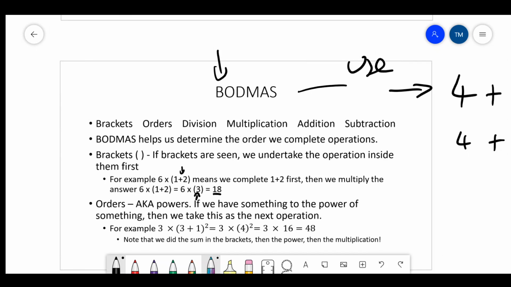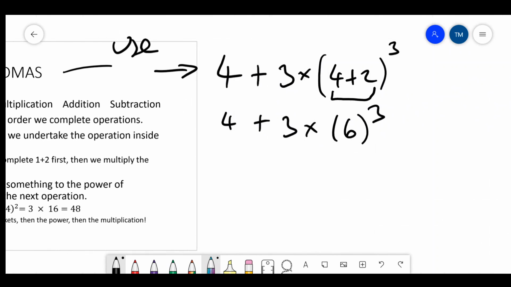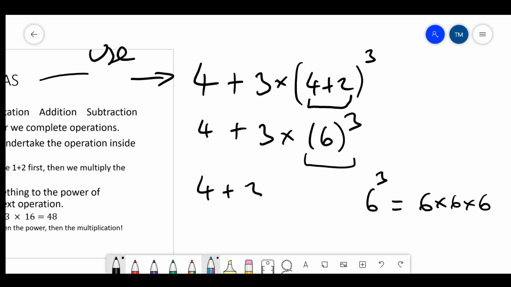The next one is something called orders, which is the O, and this is powers. So the next operation we look at is powers. If we look at our example that we did before, now we have 4 plus 3 times 6 cubed. Our next step is to do 6 cubed, which you should do on the calculator. Remember, 6 cubed is equal to 6 times 6 times 6. It's 3 sixes multiplied together, and that gives us 216, so 4 plus 3 times 216.